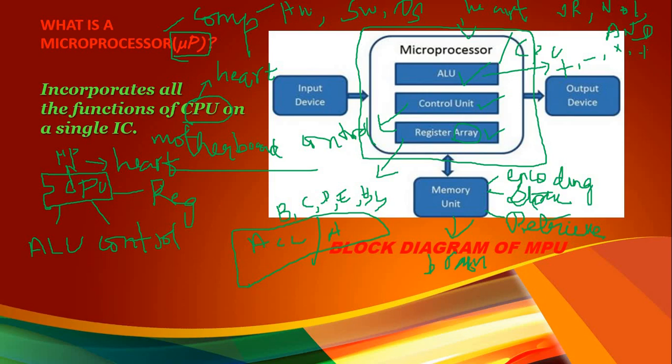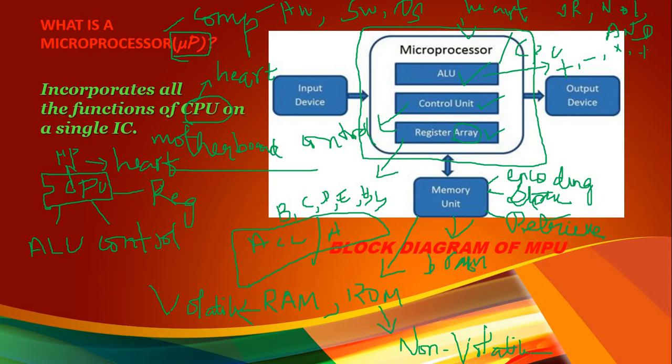There are two types of memory in a microprocessor, that is RAM and ROM. RAM is nothing but a random access memory, and ROM is a read-only memory. Random access memory is a volatile memory. Volatile means it is a temporary storage, whereas read-only memory is a non-volatile memory, which is a permanent storage. Okay, this is the memory unit.